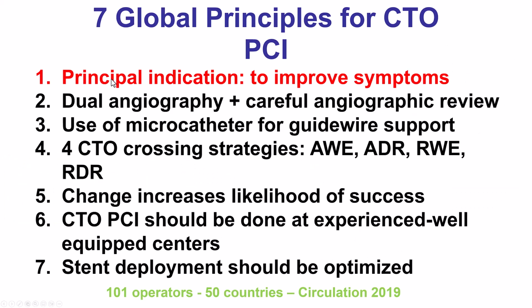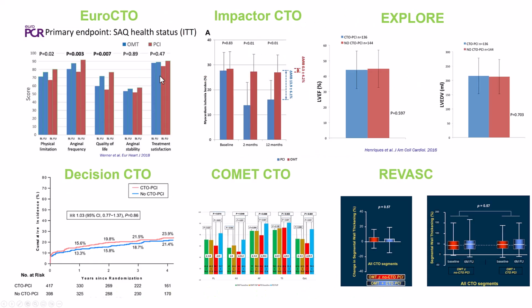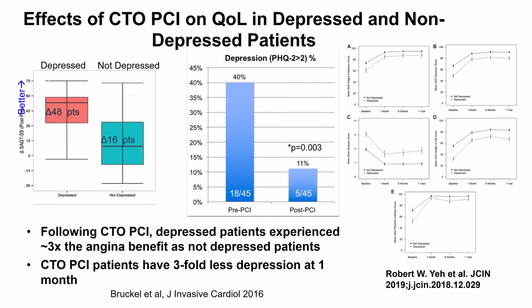This is highlighted in the 7 global principles of CTO PCI that state that the principal indication of CTO PCI is to improve symptoms. Several trials have looked at this. The EuroCTO showed symptomatic improvement compared with medical therapy alone, but Decision CTO did not, although Decision CTO had multiple limitations. 2 other smaller single-center studies showed improvement in exercise capacity and quality of life, and 2 studies did not show any change in ejection fraction after CTO PCI.